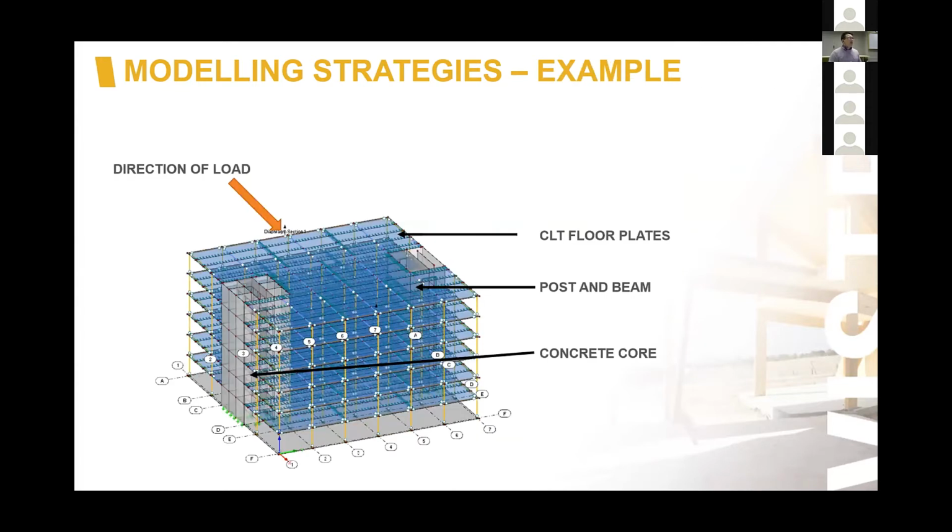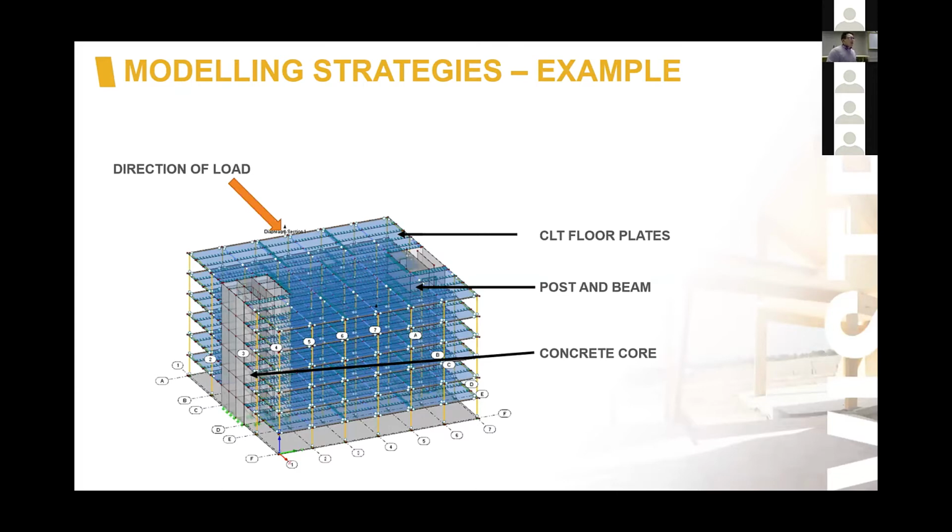So the example that I'll give is typically what we do in our office and how we approach CLT diaphragms. In this example, this is one that Nathan's prepared for this presentation. We have a CLT floor plate. It comprises just a post and beam structure with some concrete cores, so a fairly typical sort of structure that we would see. And for this example, I've only applied load in one direction.